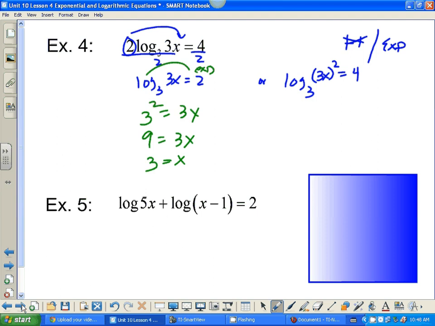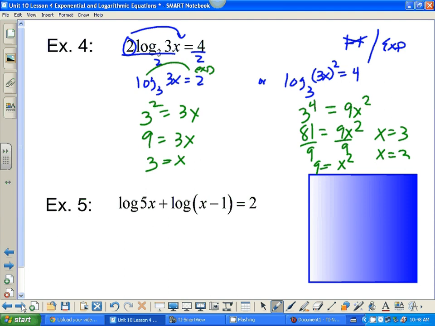If you decided to do it in this manner, I would have 3 to the 4th power is equal to 9x squared. So 81 is equal to 9x squared. I would divide both sides by 9, so x squared is equal to 9, and I would get 3 and negative 3. But notice, if I inputted a negative 3 into the original, you would be taking the logarithm of a negative number. So that is extraneous, and I still get x is equal to 3 as a final solution.